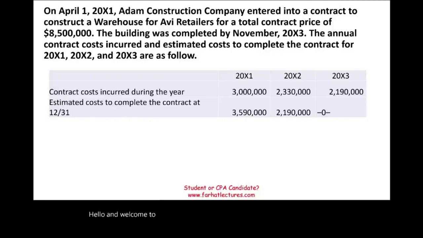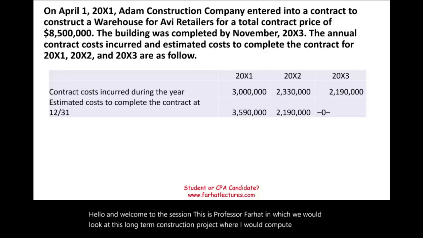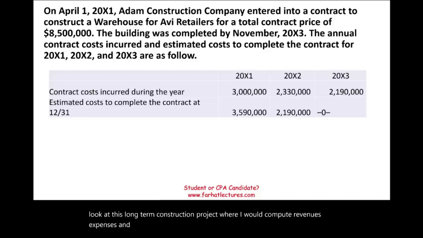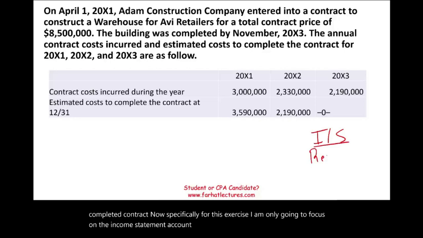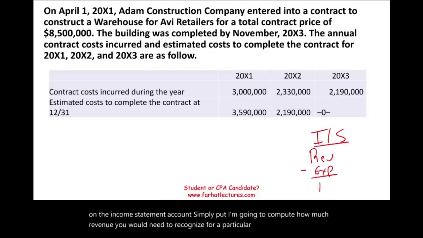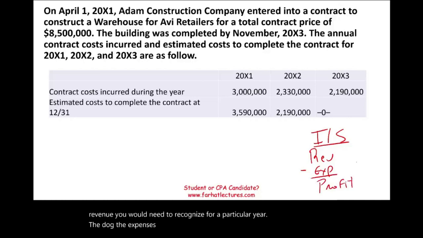This is Professor Farhad, in which we would look at this long-term construction project where I would compute revenues, expenses, and profit using the percentage of completion method as well as the completed contract. Now, specifically for this exercise, I'm only going to focus on the income statement account. Simply put, I'm going to compute how much revenue you would need to recognize for a particular year, deduct the expenses, and give you the profit, and obviously compute the degree of completion.